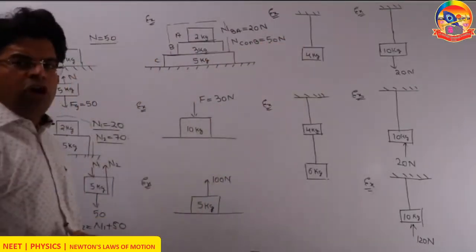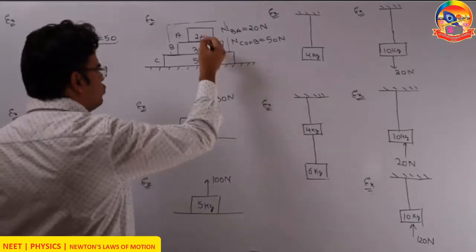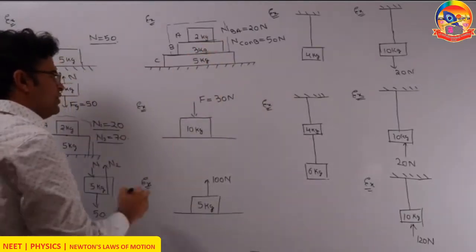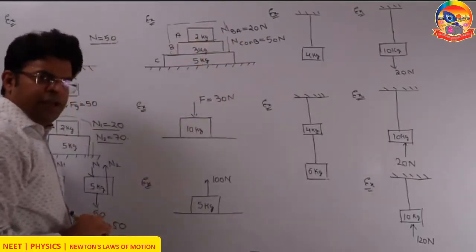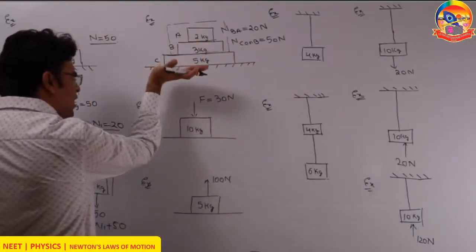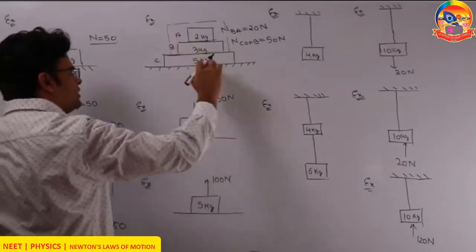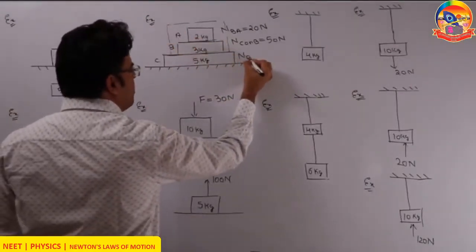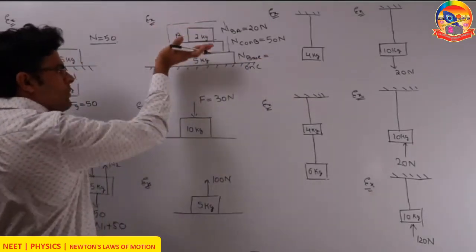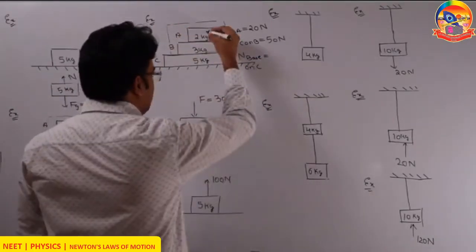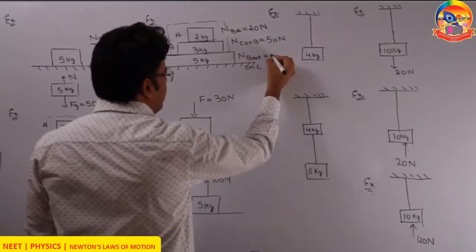Now, what is the normal force applied by ground on this 2 plus 3 plus 5 kg system? The whole system has a mass of 10 kg. The normal applied by this base on the whole system, so normal by base on C, equals the whole mass of the system, 10 into 10, 100 Newton.